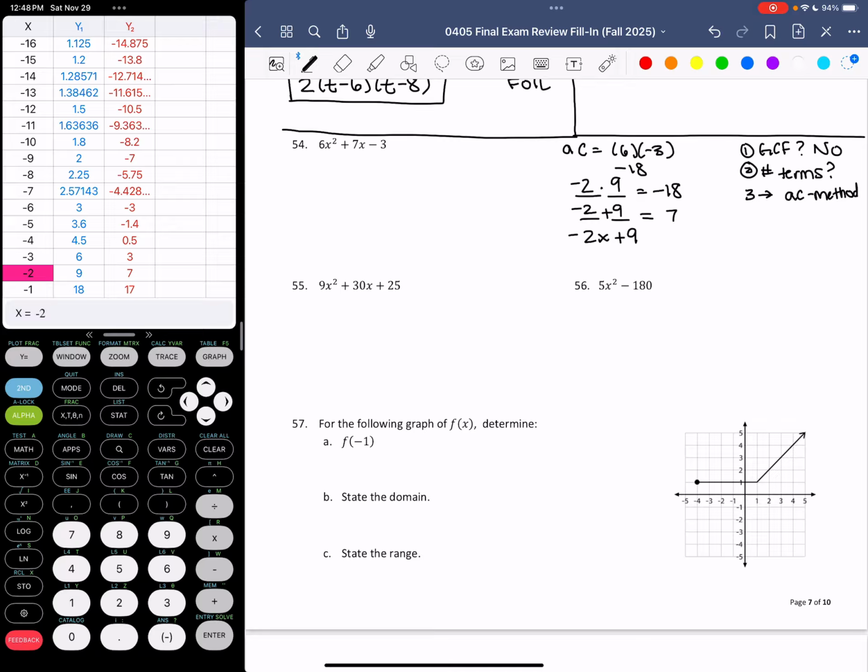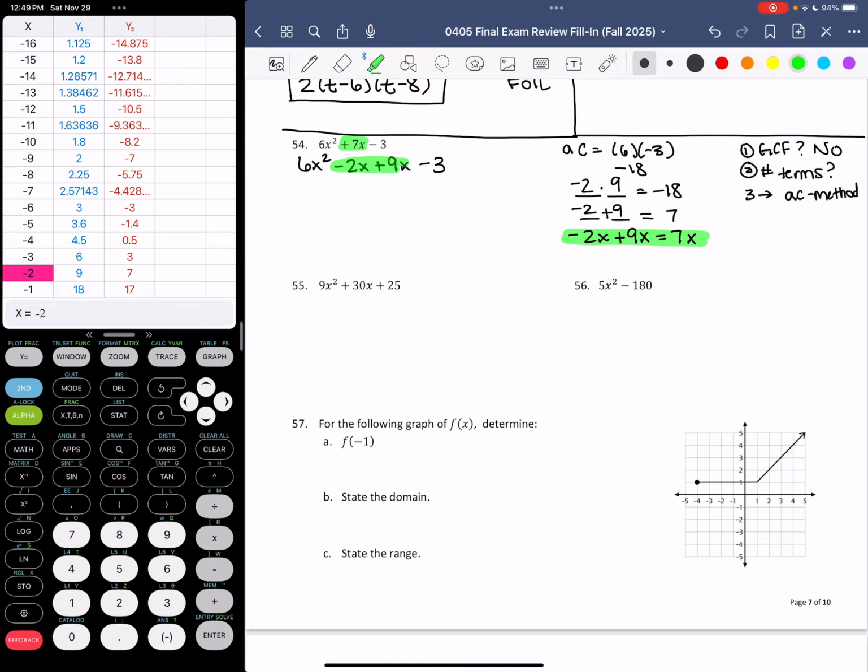-2x plus 9x is equal to 7x. Why did I highlight that? Now, I haven't literally highlighted it, but I'm about to, because I want to point out that this relationship here can be used to switch out the 7x. So I'm going to write 6x squared, and in place of 7x, I'm going to put -2x plus 9x minus 3.